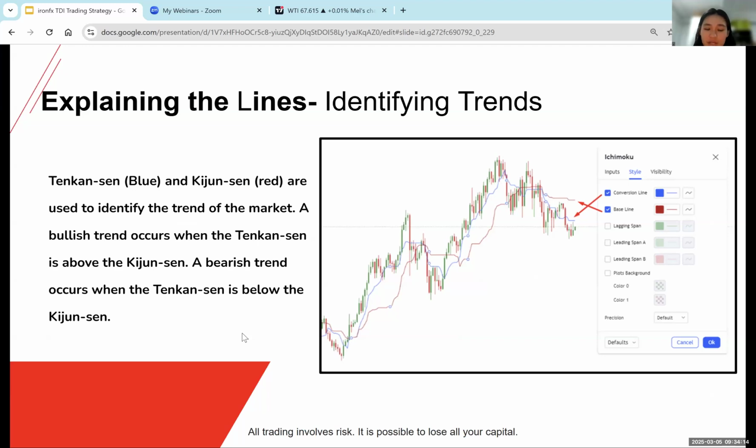So the first way to use Ichimoku is to help you identify trends. First, we have the Tenkan-sen, which is your blue line, and the Kijun-sen, which is the red line. These are used to identify the trend of the market. A bullish trend occurs when the Tenkan-sen is above the Kijun-sen, and a bearish trend occurs when the Tenkan-sen is below the Kijun-sen.